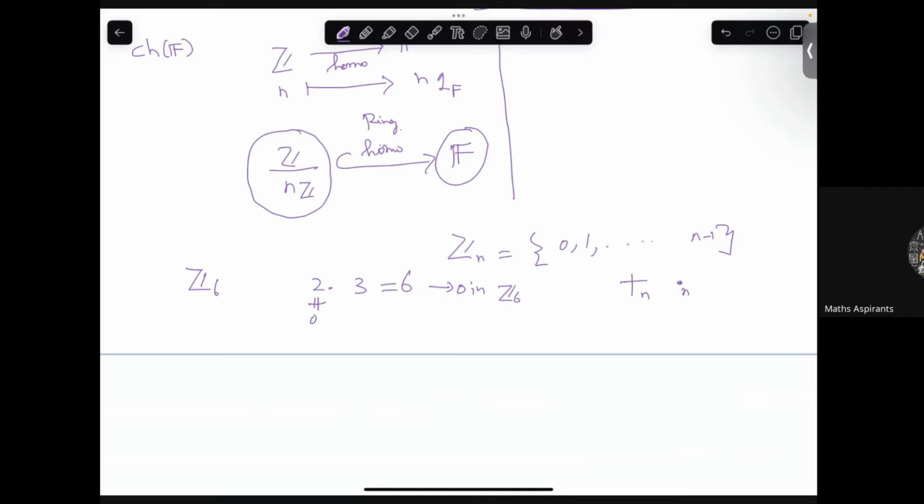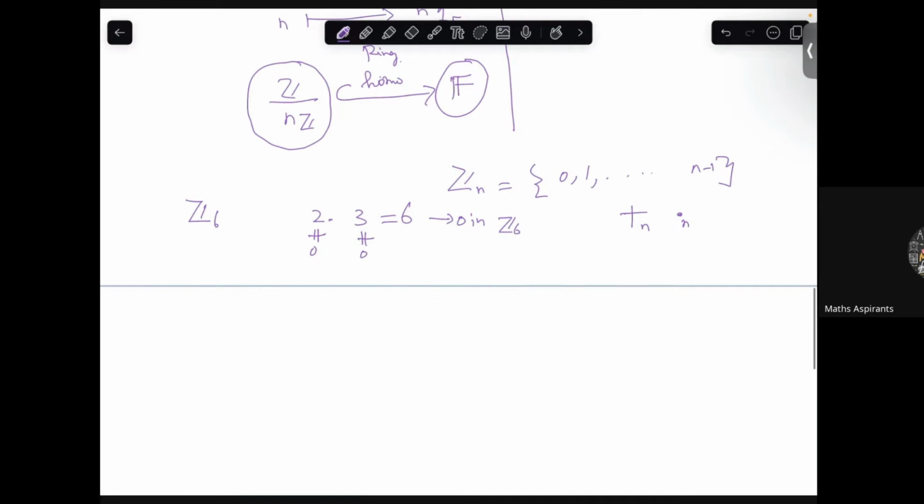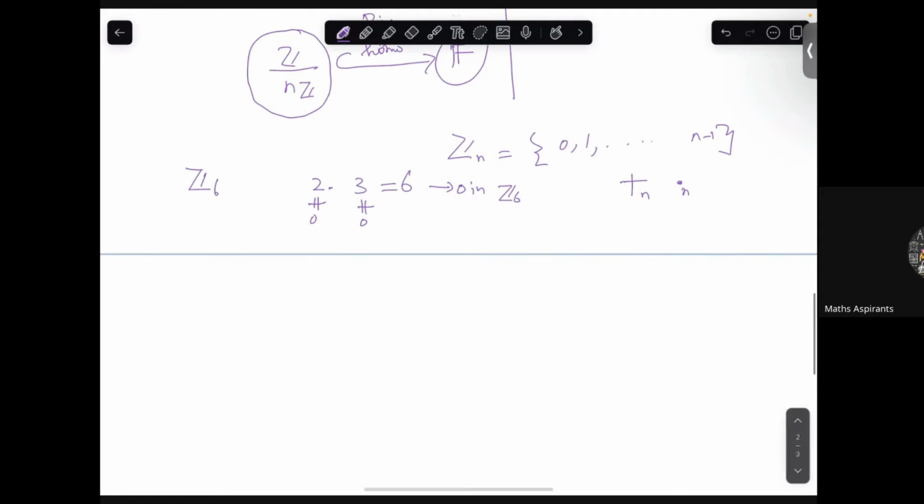This is non-zero. This is non-zero, but we are getting 0 when I multiply. So two non-zero numbers are going to give 0. And we say that this is not nice. This is not nice. Okay. What is the reason? The reason is actually, look at this polynomial.